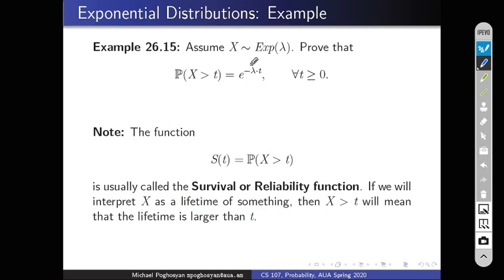So if x is an exponential random variable, then the survival function will be given by this formula. And in that case, there is a name for that lambda. This is called the hazard function or hazard rate. In fact, hazard rate. Yeah. Okay.